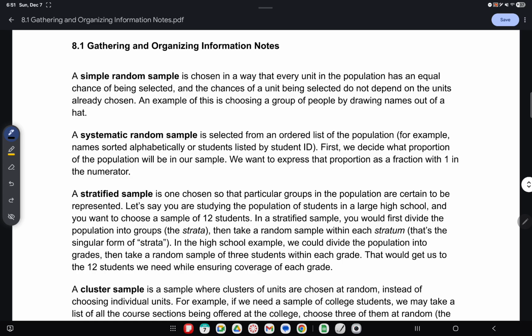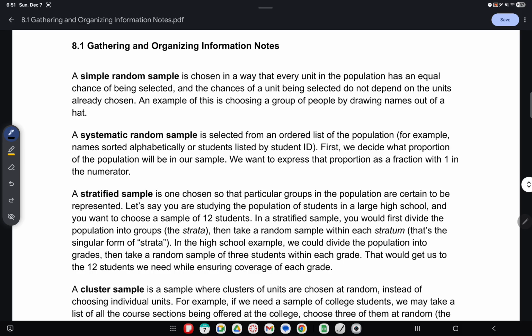Alright, so this first section here is on gathering and organizing information. I'm just going to go over different kinds of samples, and then we'll classify different scenarios. A simple random sample is chosen in a way that every unit in the population has an equal chance of being selected. And the chance of a unit being selected doesn't depend on the ones already chosen.